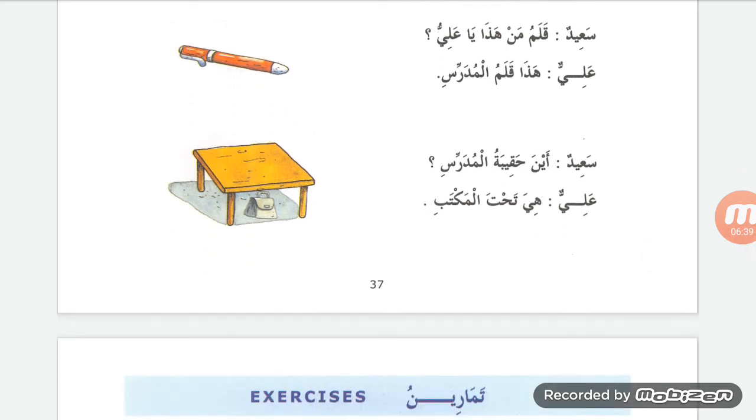Sa'id: Qalamu man hadha ya Ali? Pen of whom is this, O Ali? Whose pen is this, O Ali? Man here will give the meaning of who, used to ask a question.